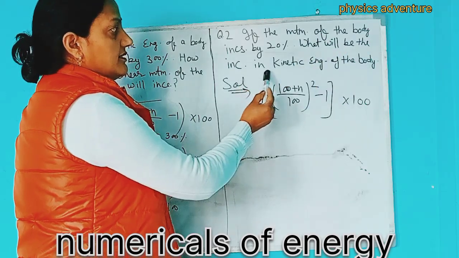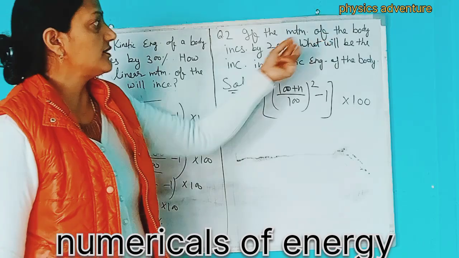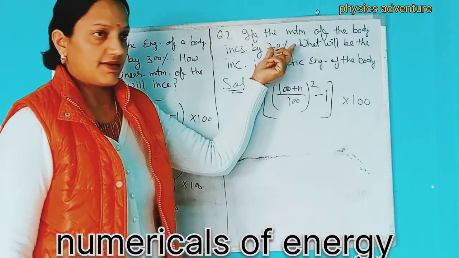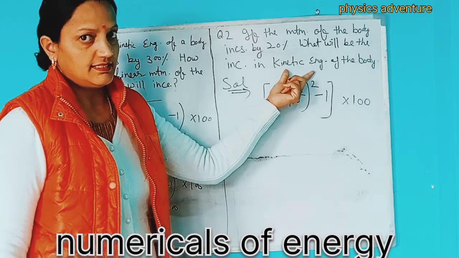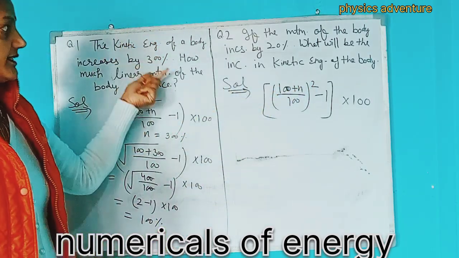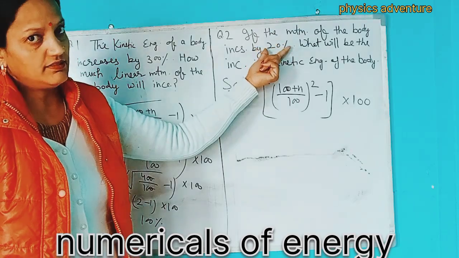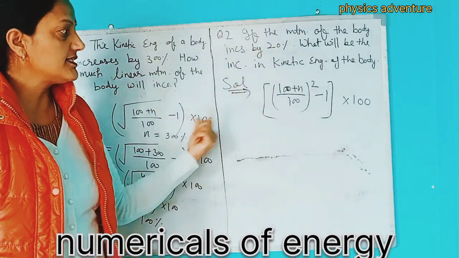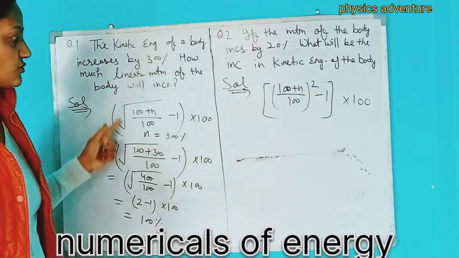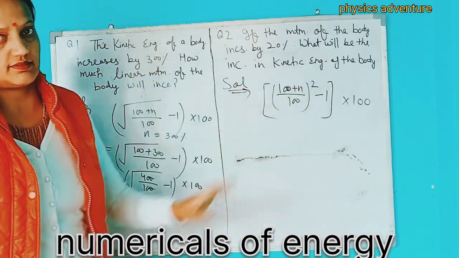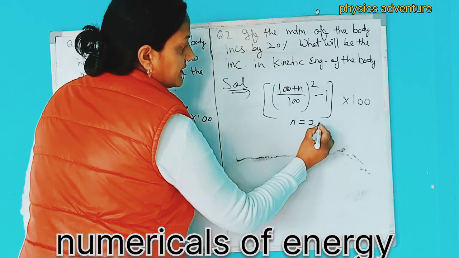Now, the next numerical is: if the momentum of the body increases by 20%, what will be the increase in kinetic energy of the body? It means momentum is given as 20% and we have to find the increase in kinetic energy. What is the difference? Here kinetic energy is given first, and here momentum is given first. The only difference in these two formulas is that here is a root and here will be a whole square. So here n is equal to 20%.